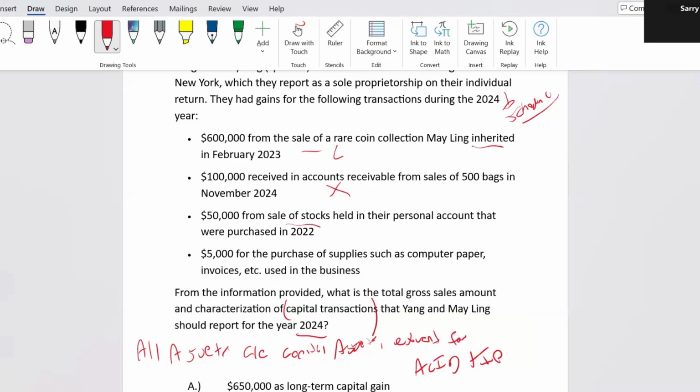$50,000 of sales of stocks. A stock is not an account receivable. It's not a form of intellectual property. It's not inventory. It's not a depreciable business asset. So yes, we include this one as a capital asset.